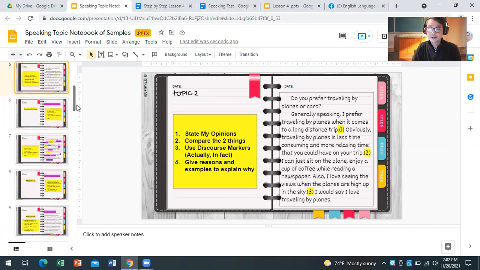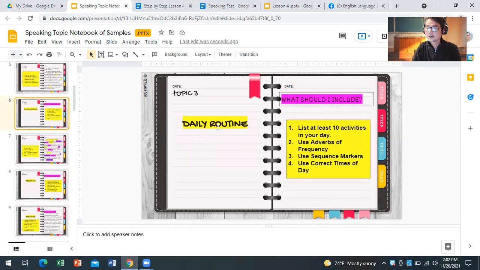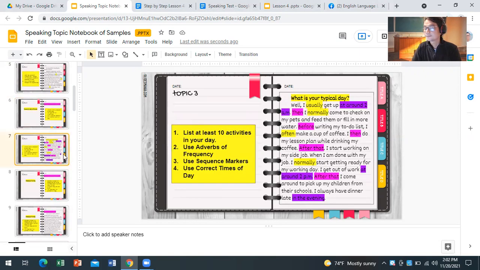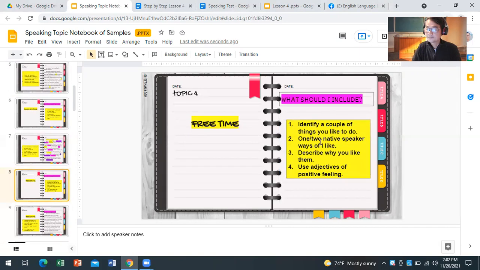Topic number 3 is about daily routine. List at least 10 activities, use adverbs of frequency, use sequence markers, use correct times of day. And of course, I do that in my speaking draft right here. Right? And number 4 will be free time. Topic number 4, free time. What should I include in my speaking when answering that question?